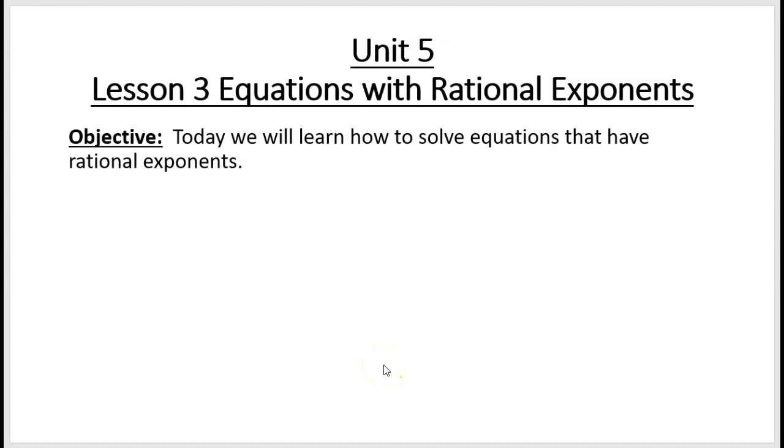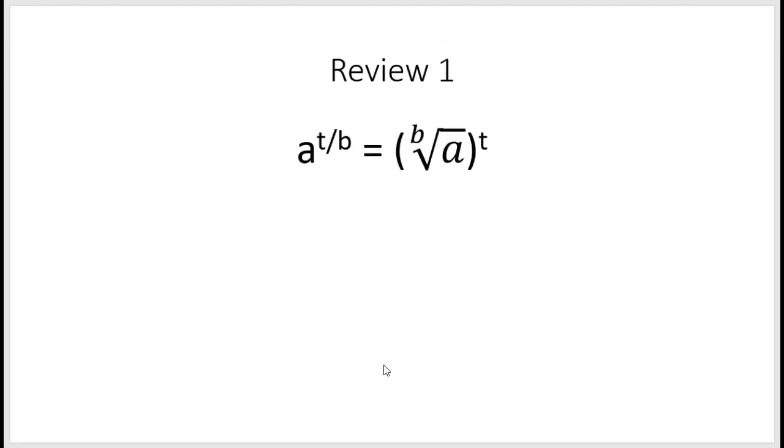Alright guys, so we're going to continue our chat about equations, but this time we're not going to talk about equations with radicals, but instead we're going to talk about equations that have rational exponents, which if you remember from lesson 1, it's actually just another way of writing the same thing, but it looks a lot different, so it's worth doing a separate lesson for. So let's go ahead and jump in and take a look.